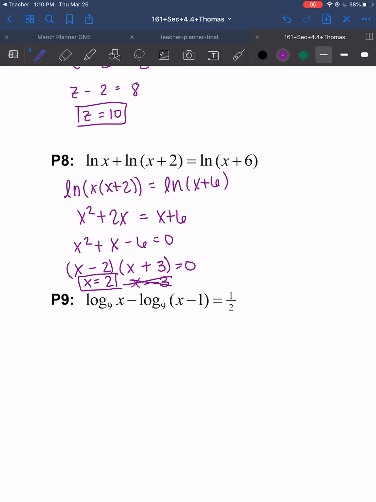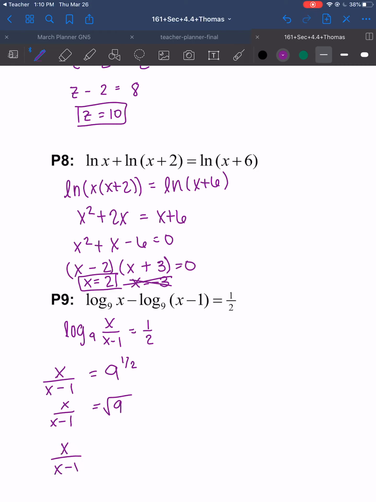And then this one. So since this minus is here, we can rewrite this as log base 9 of x divided by x minus 1 equals a half. And then I'm going to rewrite this into exponential form. So x over x minus 1 equals 9 to the 1/2 power, and 9 to the 1/2 means the square root of 9. So x over x minus 1 equals 3. So now I can solve.